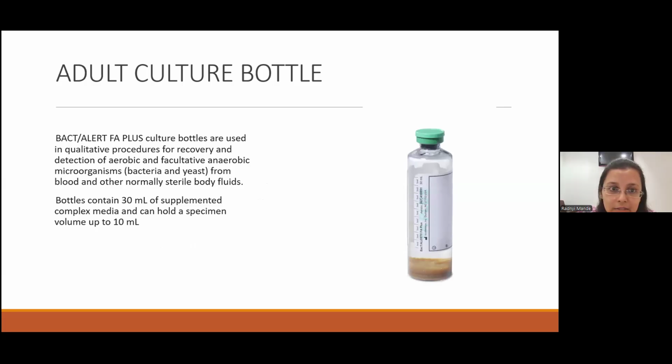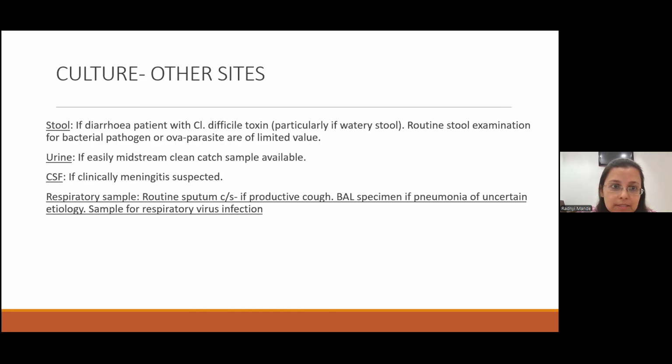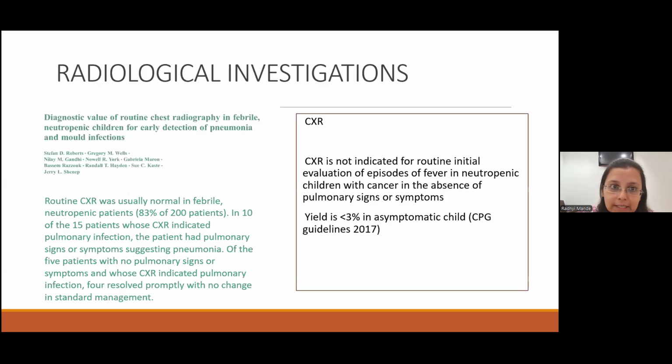So this is the adult culture bottle. It is called Bactec FA Plus. You have to collect at least 20 to 30 ml for adults. But in pediatrics, as I said, 2 ml up to 2 kg. Then for 2 kg to 12 kg, you collect 4 ml of blood. And beyond 12 kg, that is 12 to 35 or 36 kg, you collect 10 ml of blood in this blood culture bottle. As I said, cultures of other sites like stool, urine, CSF only if clinically indicated.